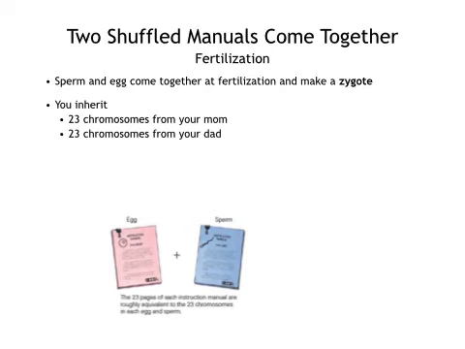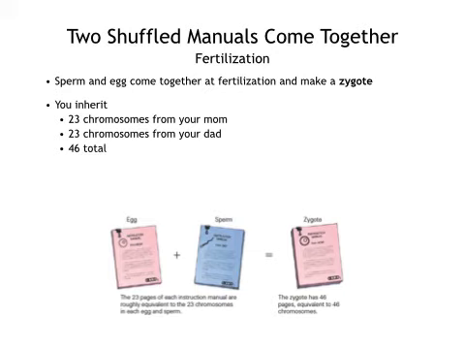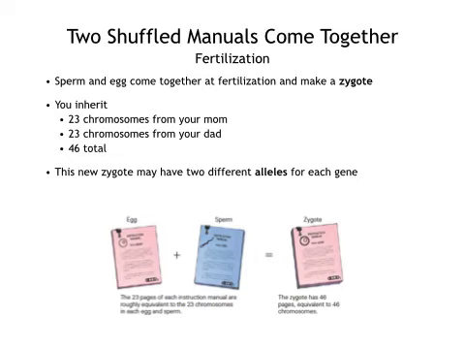So those two manuals, they're complete manuals, right? Page 1 through 23 can come together and now make a zygote, which is going to be basically 2 copies of the instruction manual. So you're going to now have 46 pages, which is equivalent to 46 chromosomes. And again, I'm just going to reiterate this again and again just to make it clear. It's not that you have now pages 1 through 46. It's now that you have 2 copies of pages 1 through 23. And again, this new zygote may have 2 different alleles for each gene, one from each parent.